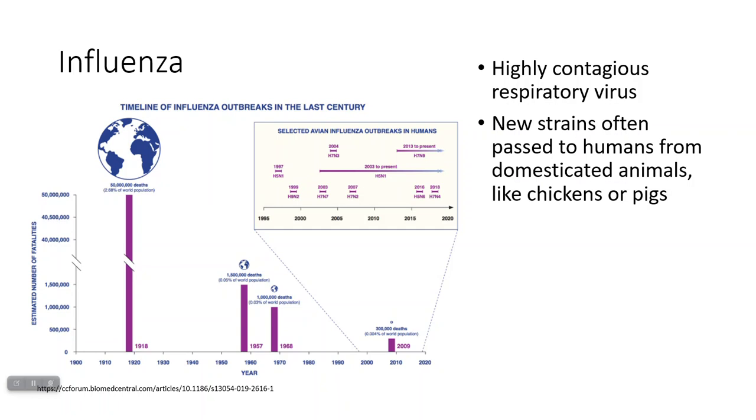New strains, though, get passed to humans from domesticated animals all the time. So what you'll see here is there are some avian influenza epidemics that have happened. Those came from chickens. There was also a swine flu epidemic, which was a form of flu that came from pigs. So we get a lot of new influenza strains from contact with our domesticated animals.